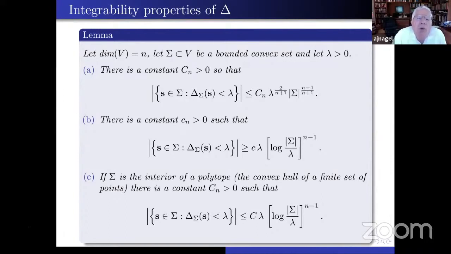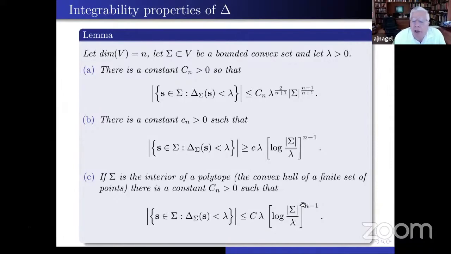This is really the part of the lemma that will be most important for us, but I also want to point out that one can say other things if one is dealing with polytopes, or if one wants to look at inequalities in the other direction. Here in the first estimate, we have an estimate from above. There's a general estimate from below, which involves only lambda to the first power and a log term. And also, if sigma is the interior of a polytope, then one can actually do better than this first estimate. One gets an inequality that involves lambda and a log term as well.